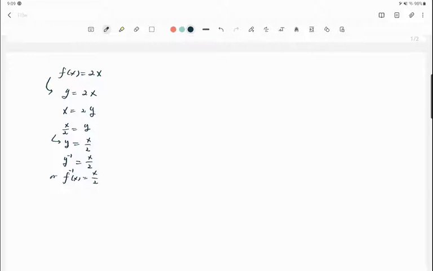So when we graph it, let's graph this one on the same coordinate plane. Okay, so f of x is 2x. When x equals 0, y equals 0. Let me use blue color. Okay, 0, right? And when x equals 1, then y should be 2. When x equals -1, then y is -2, right? So that is the function f of x.